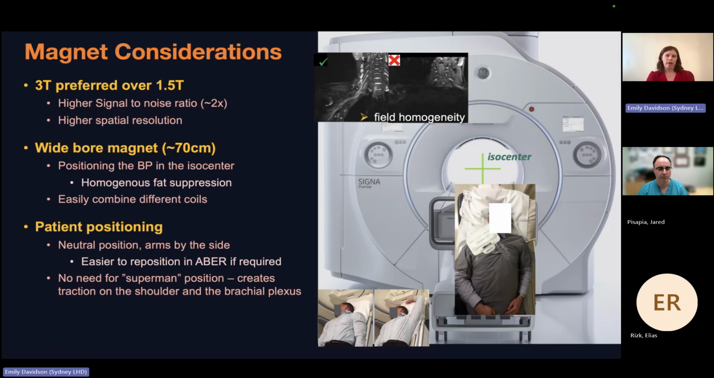And the other advantage of having a wide bore is that you can combine different coils if you need to. And the coils are these things that we put over the patient, which helps us to pick up the images. And we can reposition the patient if we need to, such as in this case where we can put the patient in ABA in cases of, say, thoracic outlet syndrome assessment.